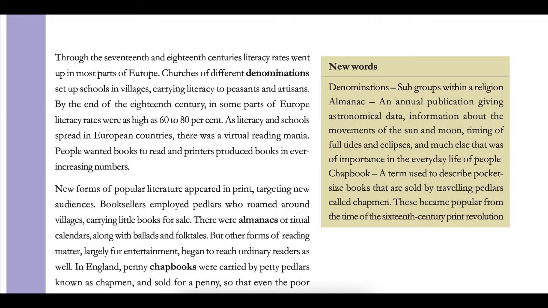New words: denominations, subgroups within a religion. Almanac, an annual publication giving astronomical data, information about the movements of the sun and moon, timing of full tides and eclipses, and much else that was of importance in the everyday life of people. Chapbook, a term used to describe pocket-sized books that are sold by traveling peddlers called chapmen. These became popular from the time of the 16th century print revolution.